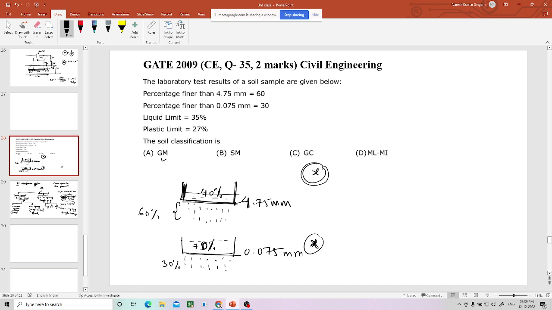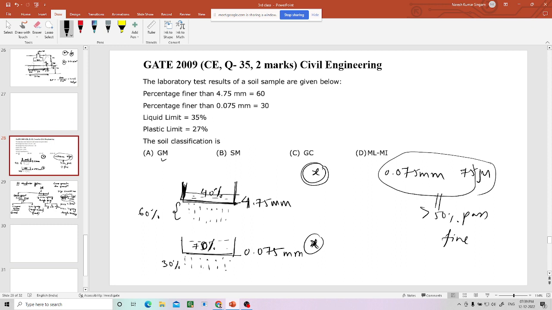Anyway, coming back to our classification. How do we classify first? First, we do it with the 0.075 mm or 75 micron sieve, to understand whether it is coarse or fine. If greater than 50% is passing, then it is fine soil: clay, silt or organic. Now 30% is passing, that means less than 50% is passing, so more than 50% is retained. First of all, the given soil is coarse grained soil.